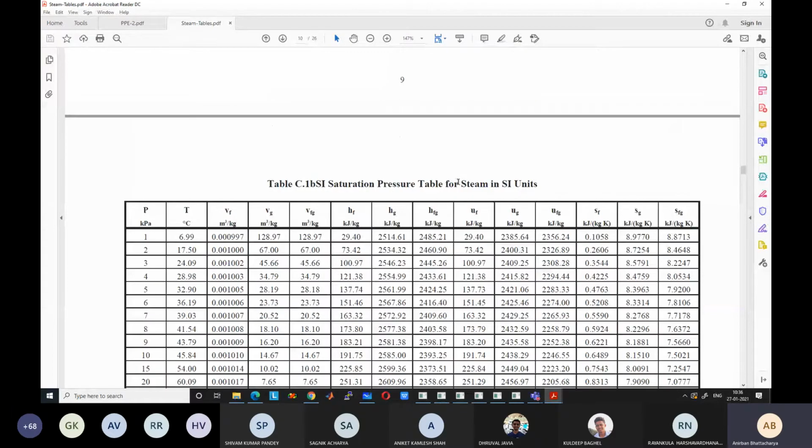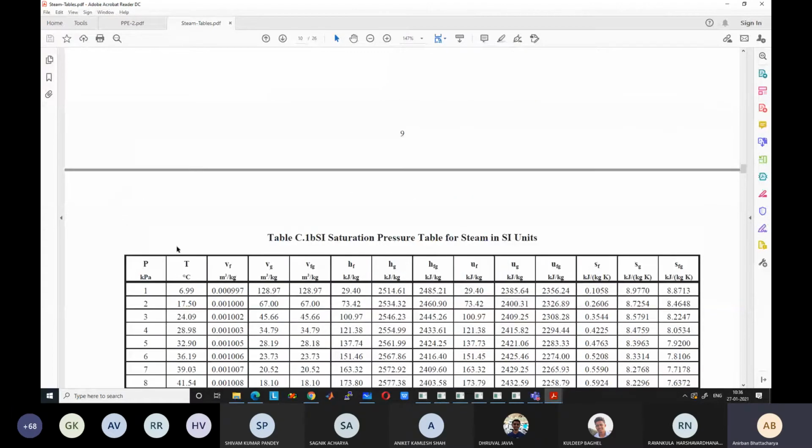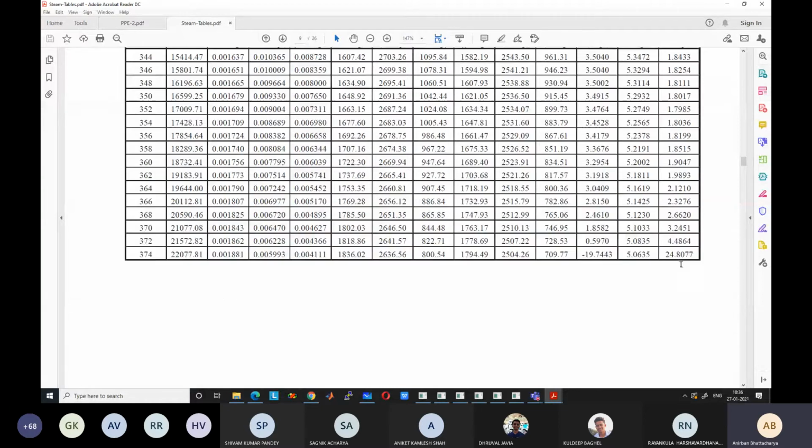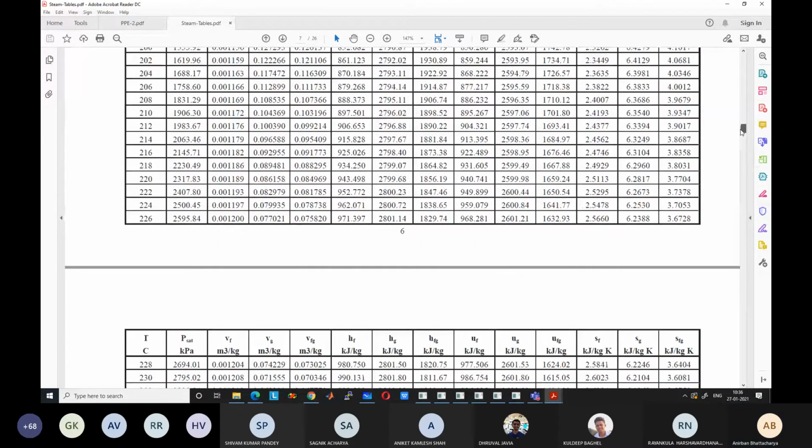So what is the difference between this and this? Sometimes in the problems you are given the temperature values and then you have to find the pressure and other values. In those cases, you can directly look up this table. Say you are given the saturation temperature as 300 degrees centigrade. I can directly look at the 300 degrees centigrade value and find all the values corresponding to it.